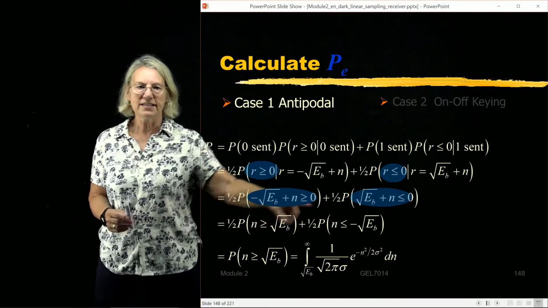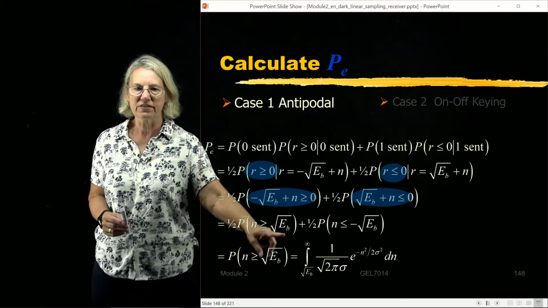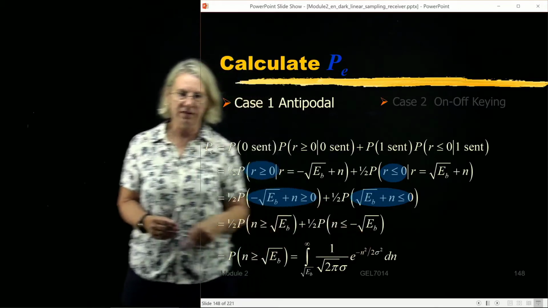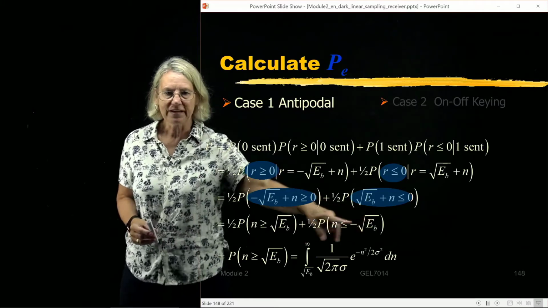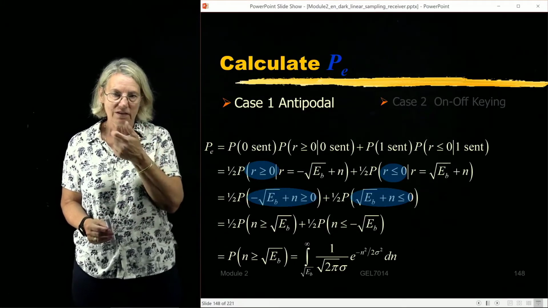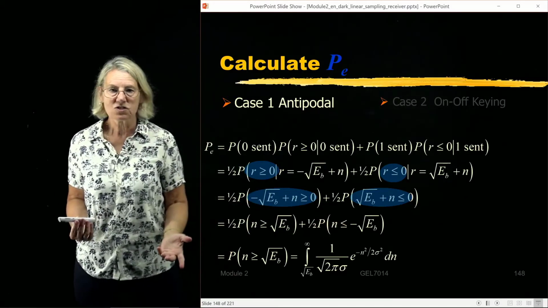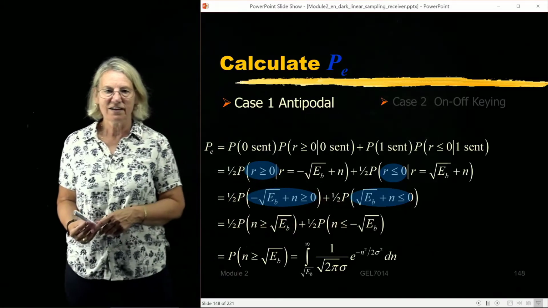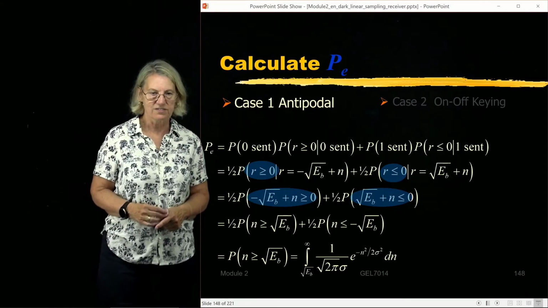So now if I take these expressions and I isolate n, I get 1/2 the probability n is greater than the square root of EB, plus 1/2 the probability n is less than minus the square root of EB. But of course, if I multiply this by minus 1, it'll just change the sense of the inequality, and these two things are the same. So it's 1/2 of the probability that n is greater than square root of EB, and so I just get the probability n is greater than the square root of EB.